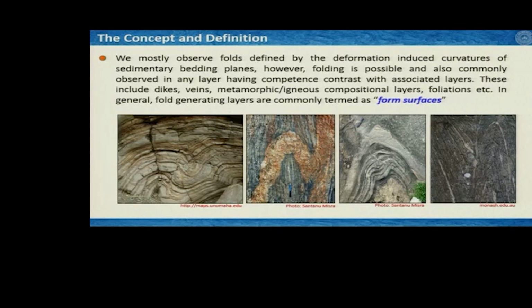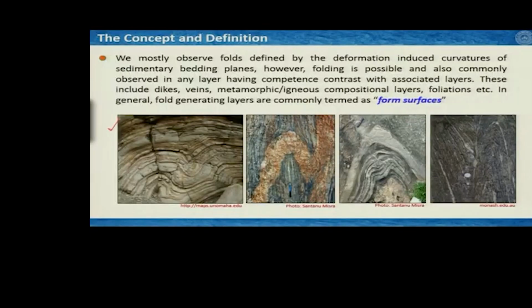And these layers, you can think, can include dikes, veins, metamorphic or igneous compositional layers, foliations, and so on. So, to distinguish between the sedimentary layers and all these other planar features that are listed here in this slide, we generally term them as form surfaces. So, form surfaces are nothing but surfaces along which a fold can develop, or a surface that has a potential to develop a fold. So, you can see here are 4 images.